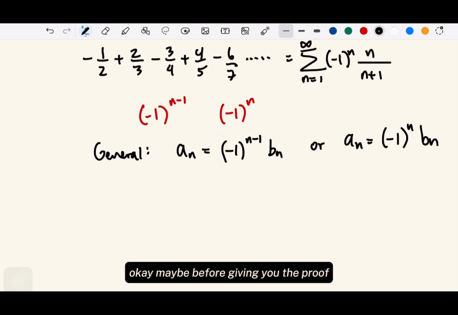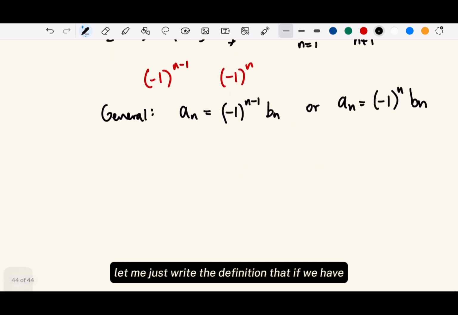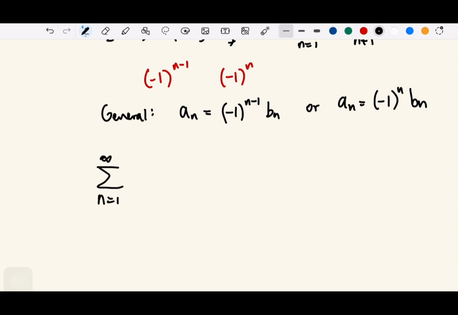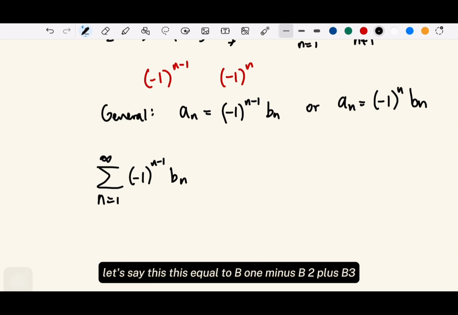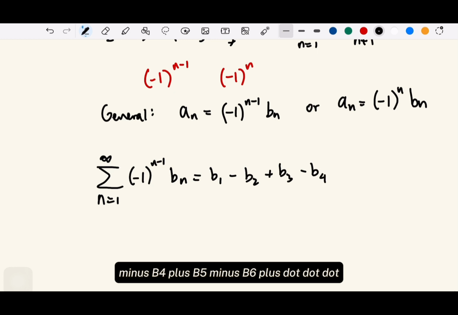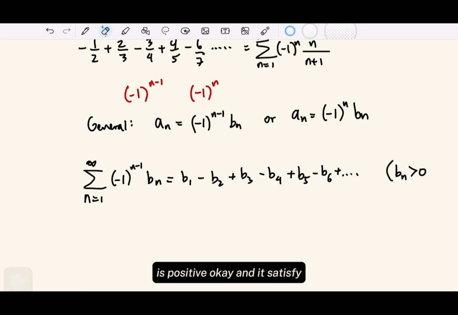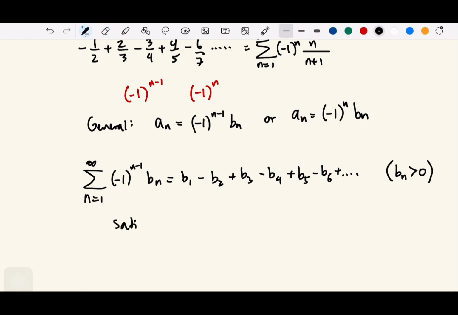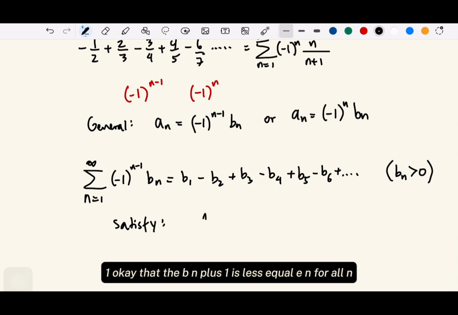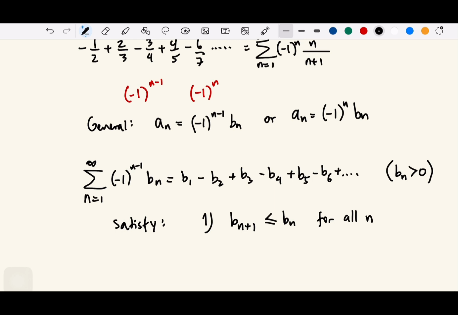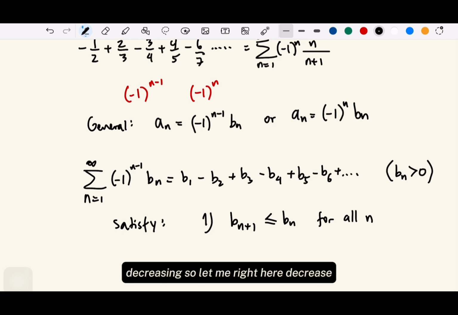Okay, maybe before giving you the proof, let me just write the definition. If we have, let's say, this equal to b1 minus b2 plus b3 minus b4 plus b5 minus b6 plus ..., and we know that the bn is positive, and it satisfies 1, that bn plus 1 is less than or equal to bn for all n. So we know that it will be decreasing. So let me write here, decrease.